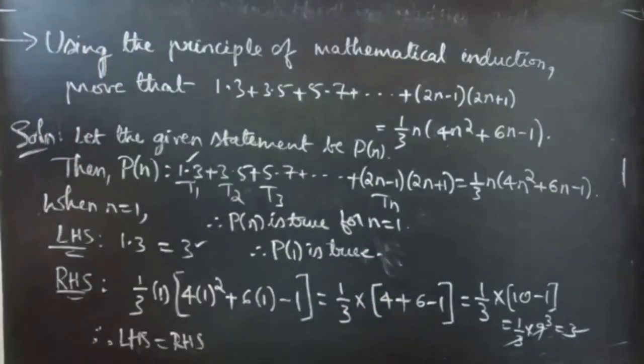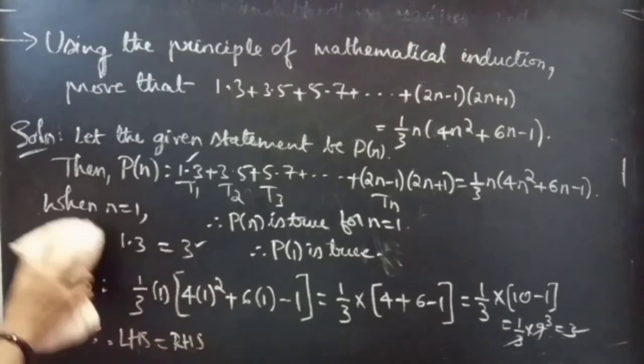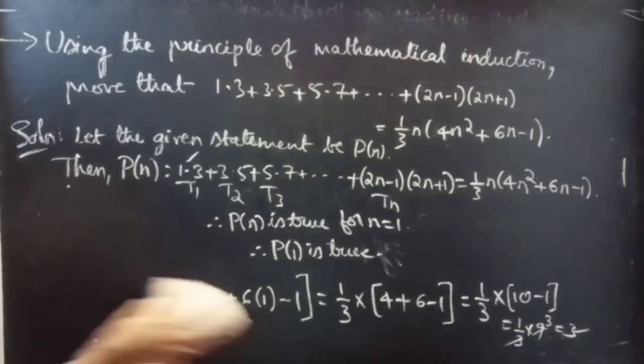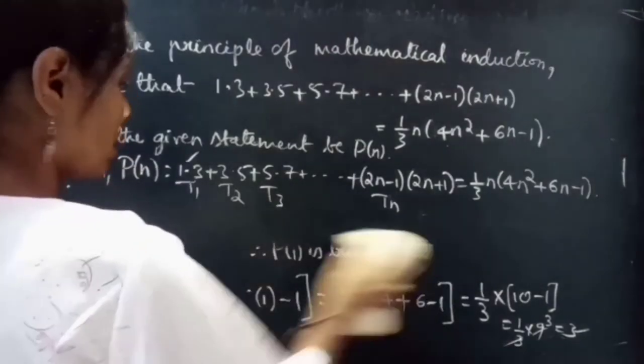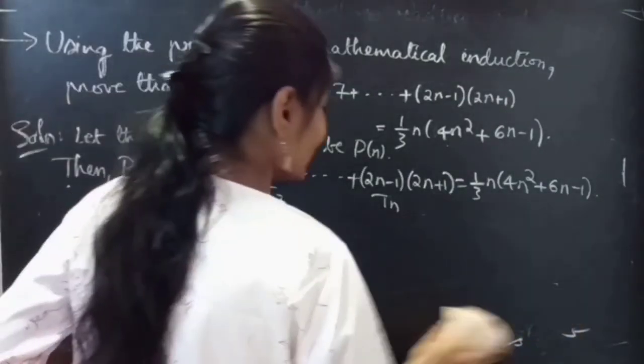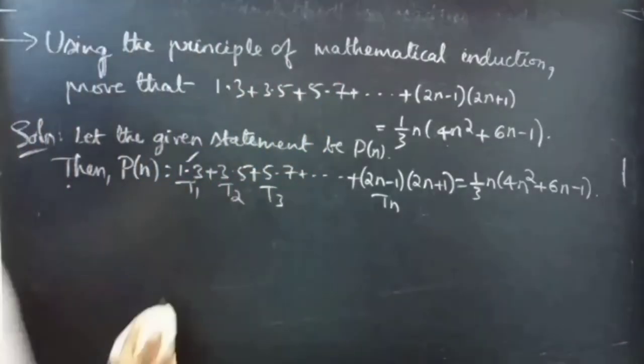If you want, you can check for n equals 2, or directly you can assume the statement is true for n equals k. So let's check. Okay, let's check what happens when n equals 2.